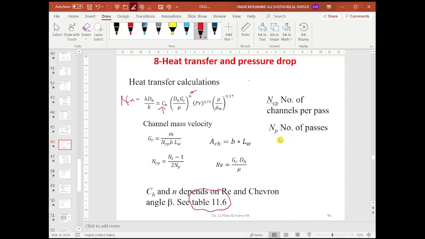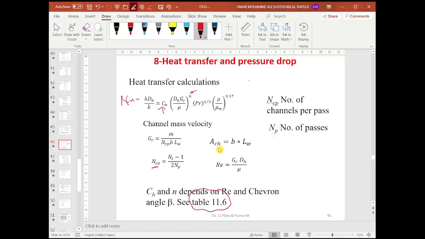So, for example, if you have 51 plates total, you subtract 1, so you get 50, divided by 2 multiplied by NP. If you have one pass, then NP is going to be 1. If you have two passes, NP is going to be 2, from which you can get NCP. Once you get NCP, you can go back and substitute in the expression for GC to get GC, and then find the Reynolds number using this relation.